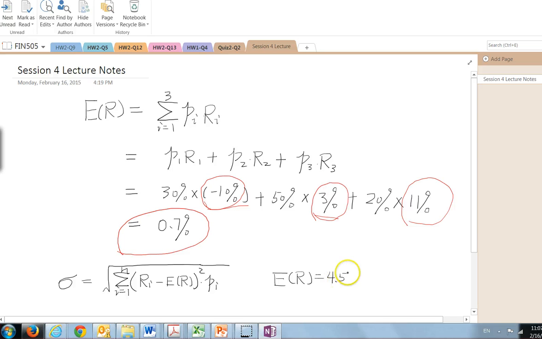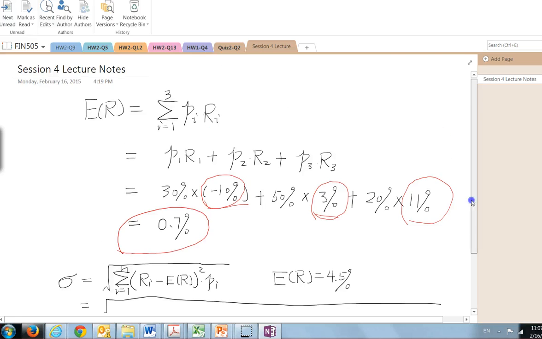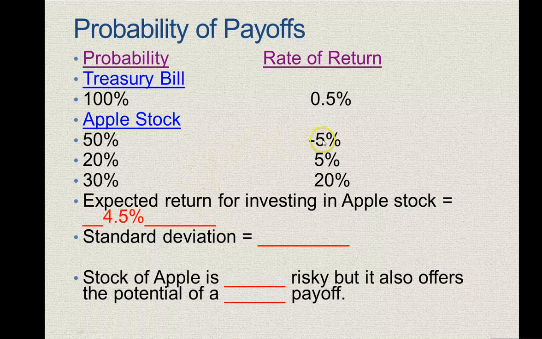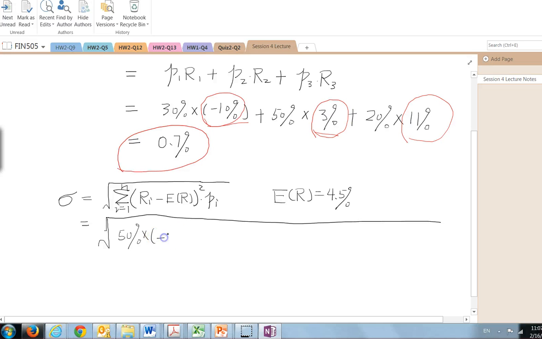So now plug in the numbers, because we already calculated the expected return for Apple. That's 4.5%. So now let's plug in the numbers to calculate the standard deviation. And now I need a very, very long square root sign. So it's the probability under the first state, which is 50%, times the return under this state, that's negative 5%, and then minus 4.5%, the expected return. And then don't forget about square. So that's the first part.